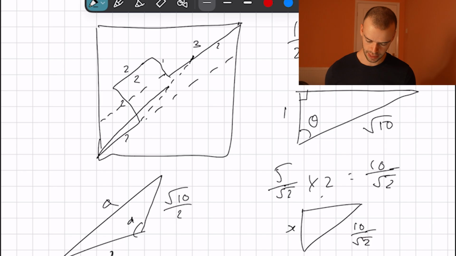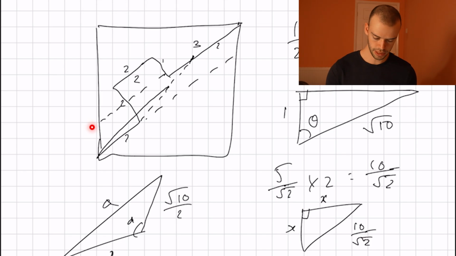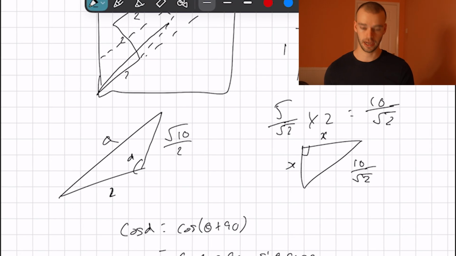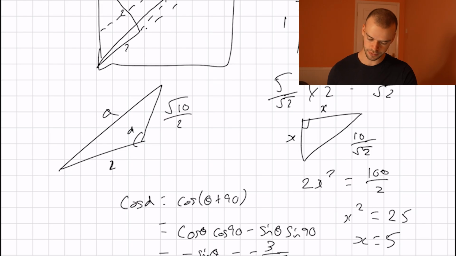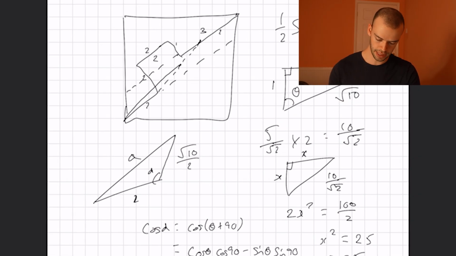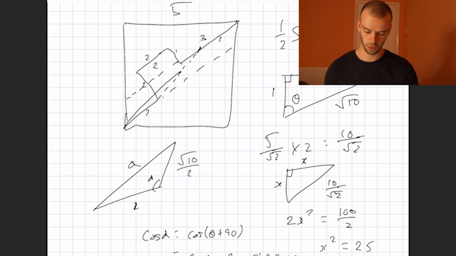And we need to know the side length. Well, we know for this right angle triangle here, these side lengths will be equivalent to each other because they're sides of a square. And then we can do Pythagoras theorem again. So x squared plus x squared equals 10 over root 2 all squared, which is 100 over 2. So x squared is going to equal 100 over 2, then divided by 2, which is going to be 25, and x equals 5. Cool. So we have just found that the side lengths of the big square are 5. So now we're nearly done with the question.